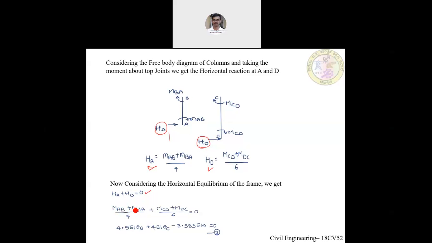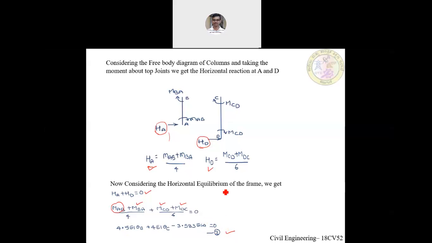HA is MAB plus MBA by 4, plus HD is MCD plus MDC by 6, is equal to 0. Now we have different equations for MAB, MBA, MCD and MDC that can be substituted, and we can simplify, and I will be in a position to get another equation which will help in solving the unknown parameters. On simplification, we get this equation as 4.5 EI theta B plus 4 EI theta C minus 3.583 EI delta S equal to 0. This is the third equation which we are generating.